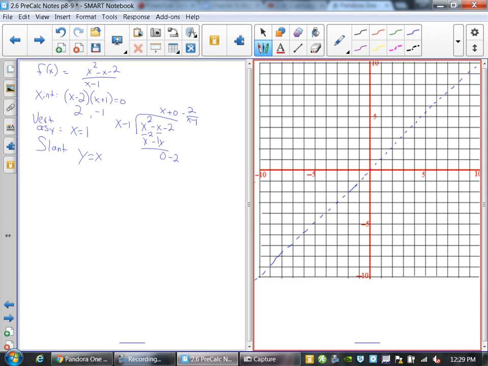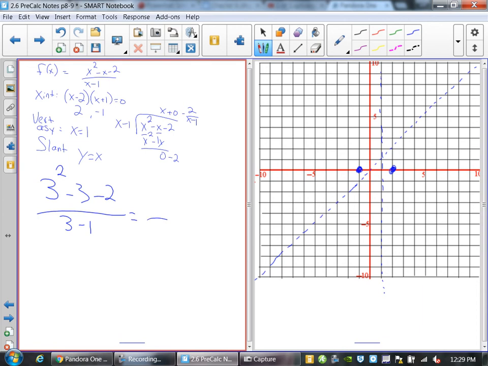Okay. We had x-intercepts at 2, -1. And we had a vertical asymptote at +1. So, pick numbers. I'll pick 3. 3 squared minus 3 minus 2 over 3 minus 1. 9 minus 3 is 6. Minus 2 is 4. So at 3 I'm 2.